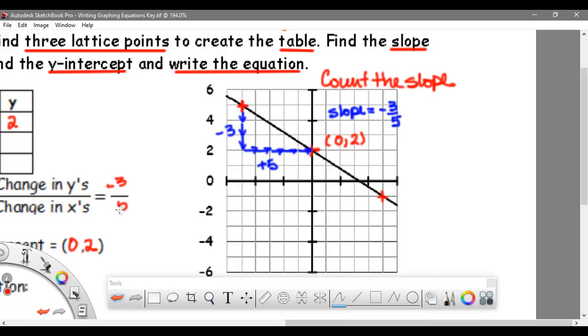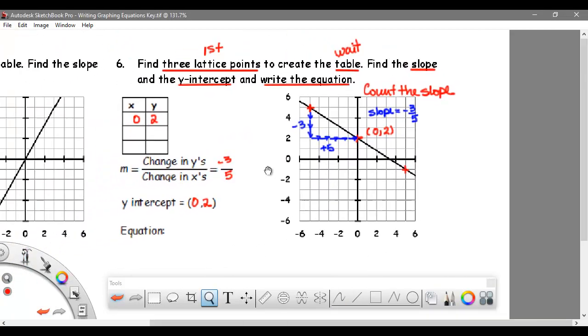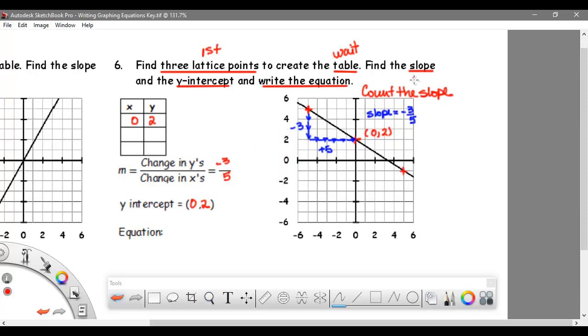So now I'm going to write it for my slope. Change in y's over the change in the x's is -3/5. So that quick, I have the values to finish my equation. Remember, the slope is the second thing I want to find. I found the y-intercept, which is the third thing I'm going to write in there. And so we're almost done.